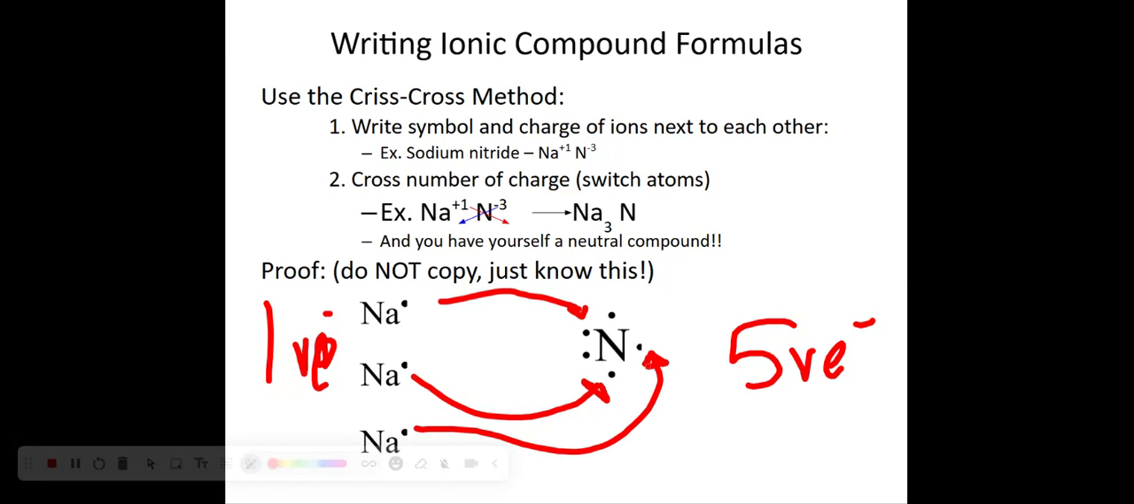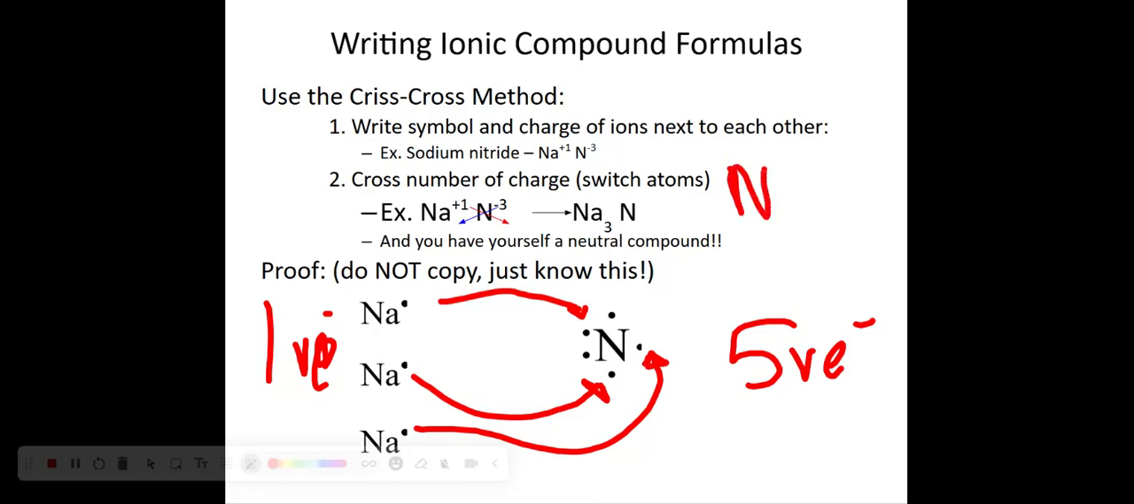So it becomes a neutral atom, and it gains 3 electrons, has 8 valence electrons, and sodium goes back to being like neon by getting rid of that electron, so it's happy. The way this works is also represented using this crisscross method, and this is sodium nitride. But the way that this works and why the crisscross method works is because of the proof.